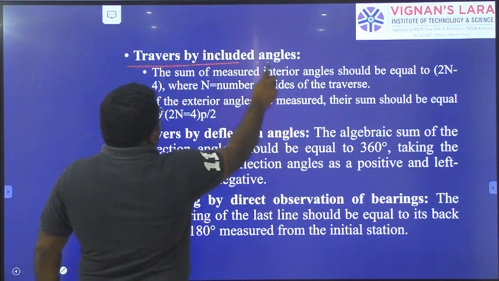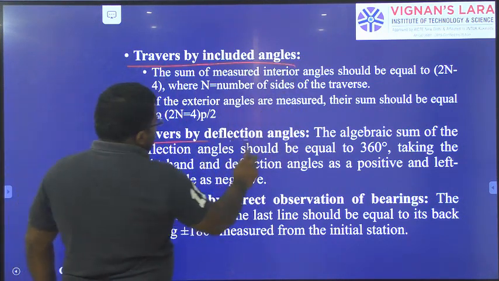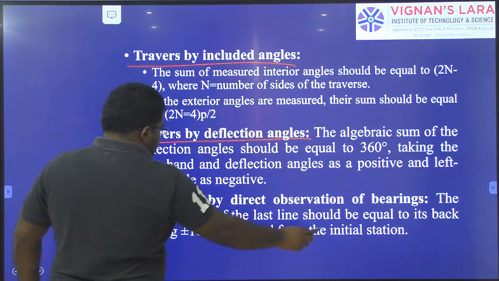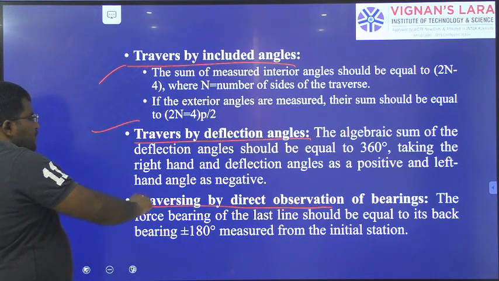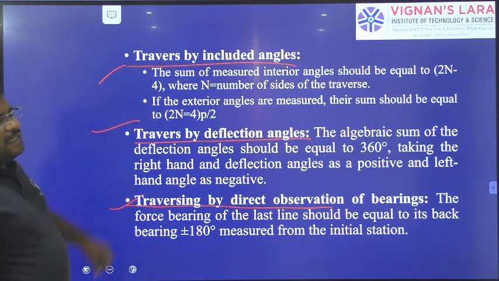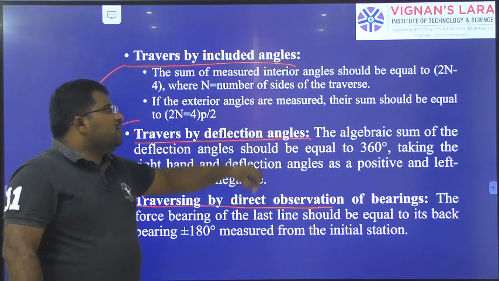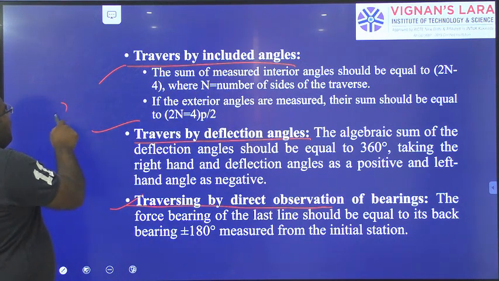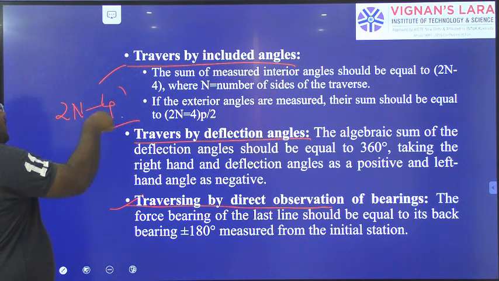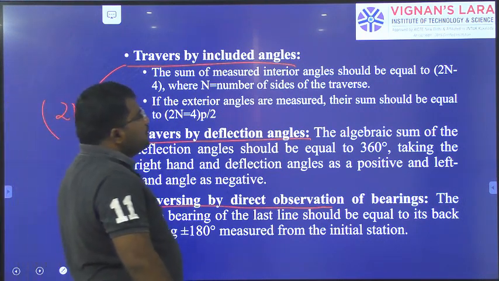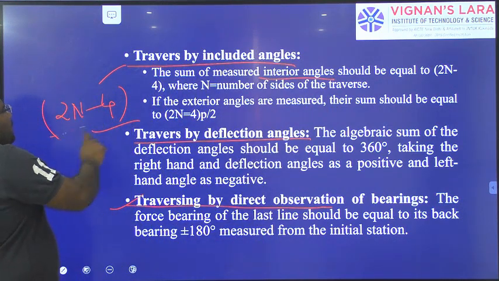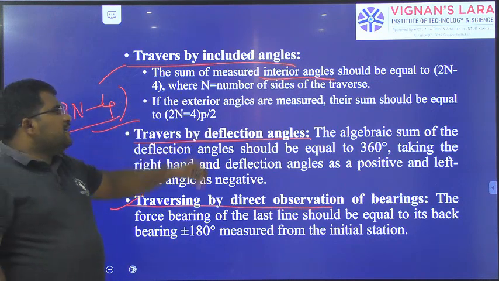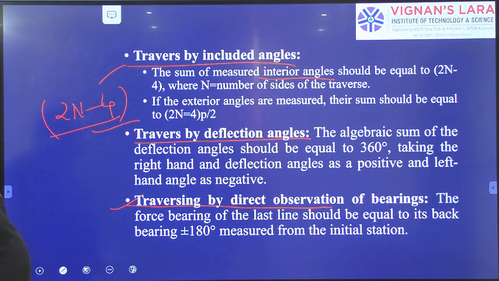Traverses by included angles, traverses by deflection angles, and traverses by direct observation of bearings. So these three cases will be there. If you are calculating the included angles, the sum of measured included angles should be equal to 2n minus 4 right angles. The sum of all interior angles you calculated becomes 2n minus 4, where n is the number of sides of the traverse.